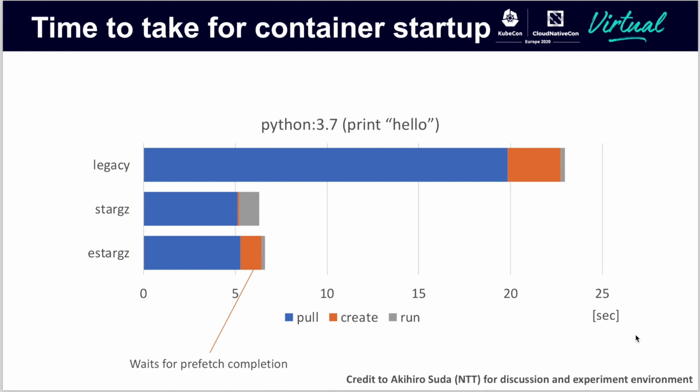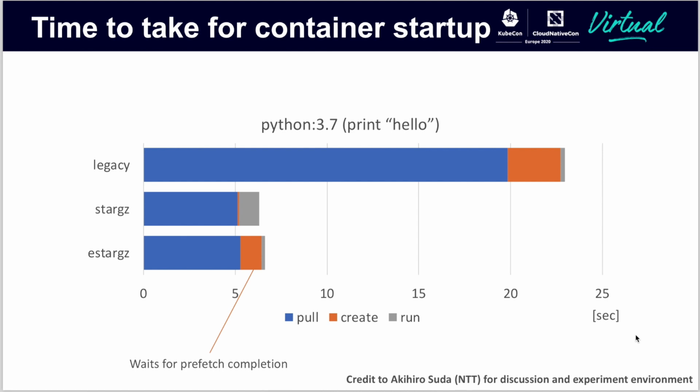And in Python 3.7, the time taken to pull Stargz is shorter than legacy images because containerd with Stargz Snapshotter only pulls image metadata and Stargz index files. But the run performance is slower than legacy. When we use eStargz, on the other hand, the runtime performance drawback is mitigated compared to Stargz.